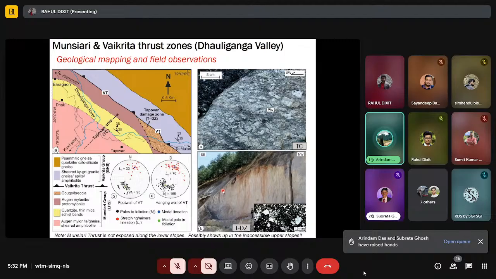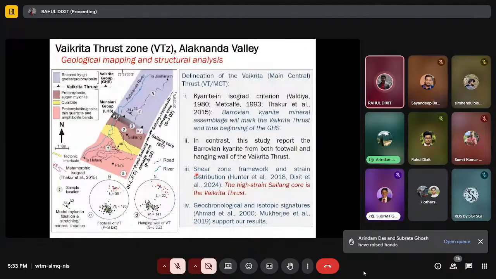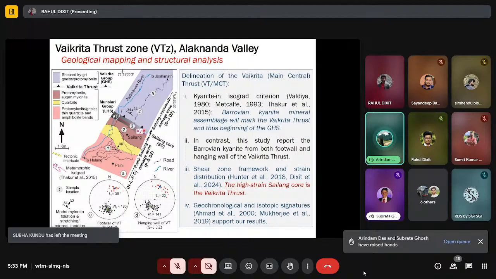So in the Dhauliganga Valley, the only criterion that you find for this Vakrita thrust is a gouge zone, isn't it? Sir, it also matches with the geochronological criteria, but we could not perform that. Fine. But structurally the only criterion is the gouge zone. And in the Alaknanda Valley you did not find any. In the Alaknanda Valley, the Vakrita thrust is not exposed. That means you did not get any evidence of a Vakrita thrust in the Alaknanda Valley, isn't it?